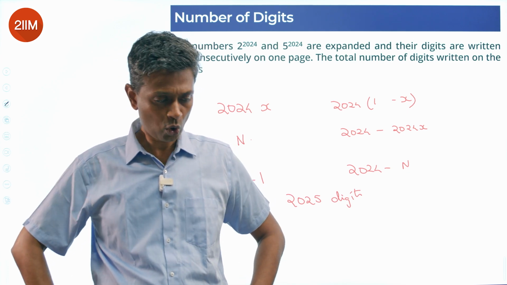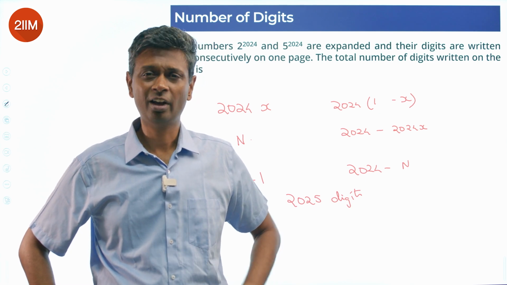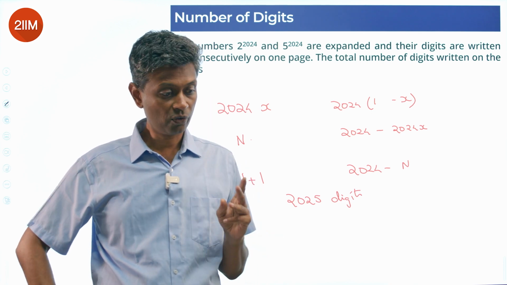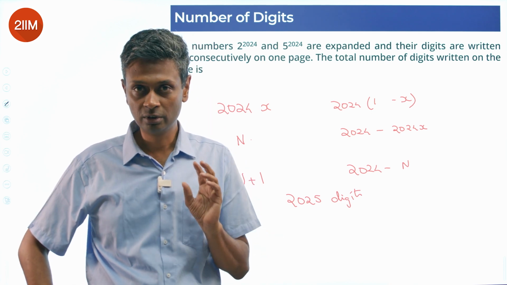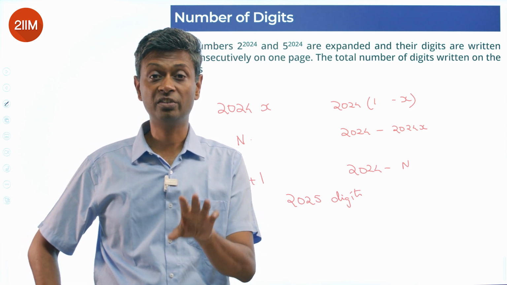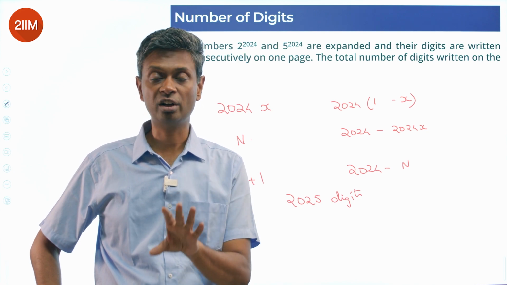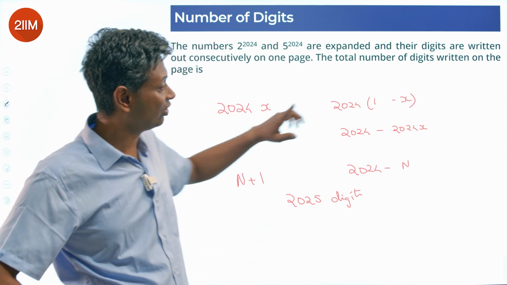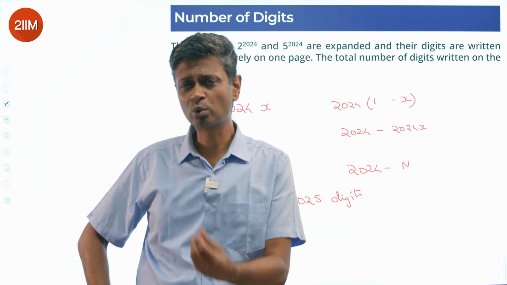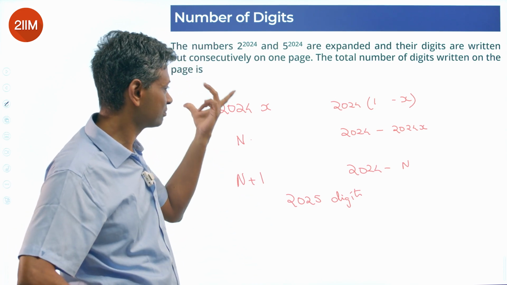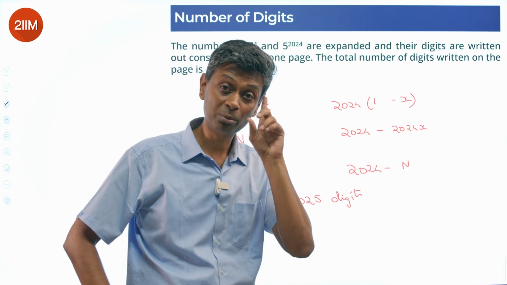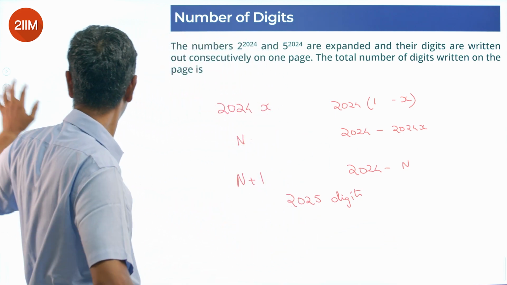Log 100 is 2, log 1000 is 3. Log of a number between 100 and 1000 is 2 point something. So if the log of a number is 2 point something, it has 3 digits. Log of a number is 6 point something, it has 7 digits. Log of a number is 9 point something, it has 10 digits. You take this and this, total number of digits will be 2025. It could so happen that this has, I don't know, 680 digits, and that has the remaining. But the total number of digits will be 2025, which is why this idea worked.